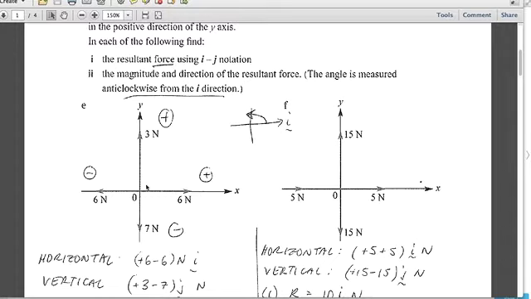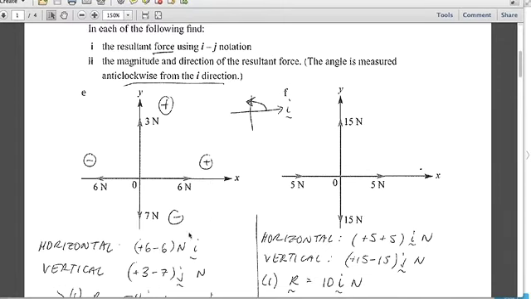So if we look at the horizontal direction, I define positive and negative in a standard way, positive to the right and positive up. So in the horizontal direction we have a force of 6 newtons to the right and a force of 6 newtons to the left. So can you see here I've got horizontal is plus 6, so that's this force, minus 6, which is this force, newtons, the N, in the I direction, so that's the horizontal. Now you can tell of course that that's going to be 0 because these two cancel out.